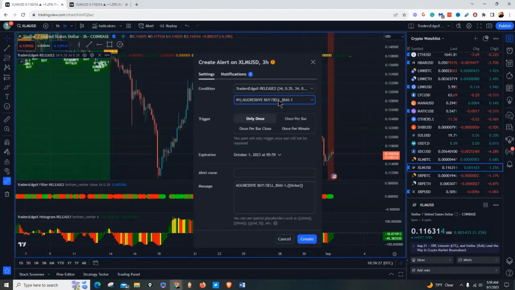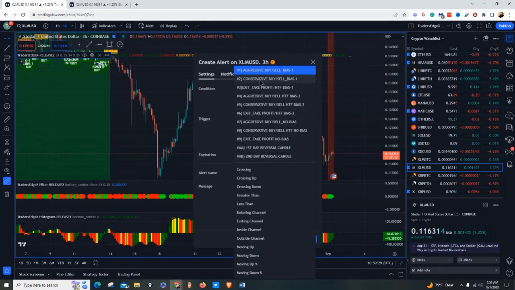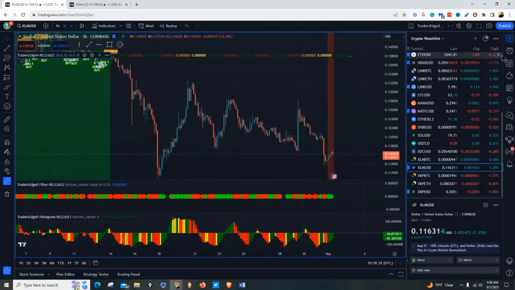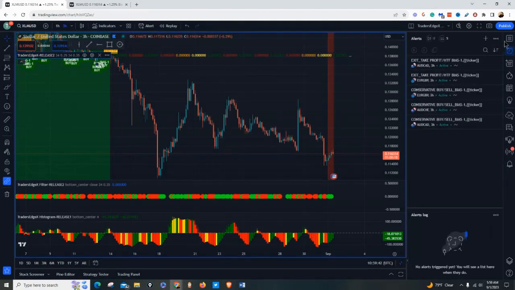Right here, you can add an alert. Okay, there's multiple things that we can do. I'm not going to go into that here. We talk about that in the Discord group, right? And for people who have the software. But I'm going to do this. I would do this conservative buying sell. I could create that alert. I already got alerts over here. Okay, I already got alerts.